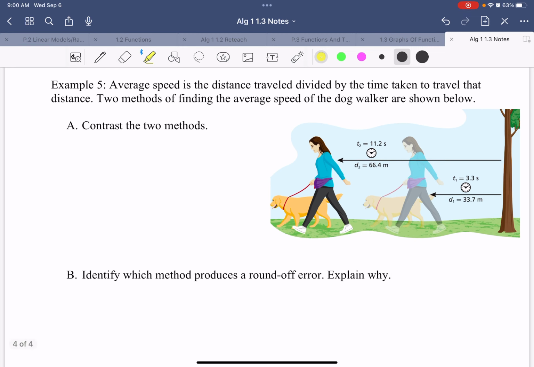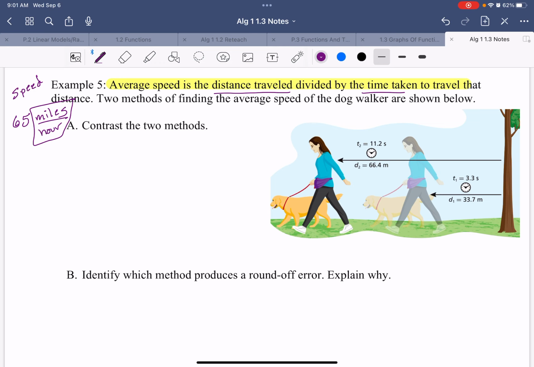Example 5. Average speed is the distance traveled divided by time. To help me remember this, I always remember that when I'm driving, let's say I'm going 65 miles per hour. This unit here tells me what to do for speed. It's miles divided by hours. So this is my speed. My speed is the miles divided by hours, the distance traveled divided by time. Miles is distance, hours is time.